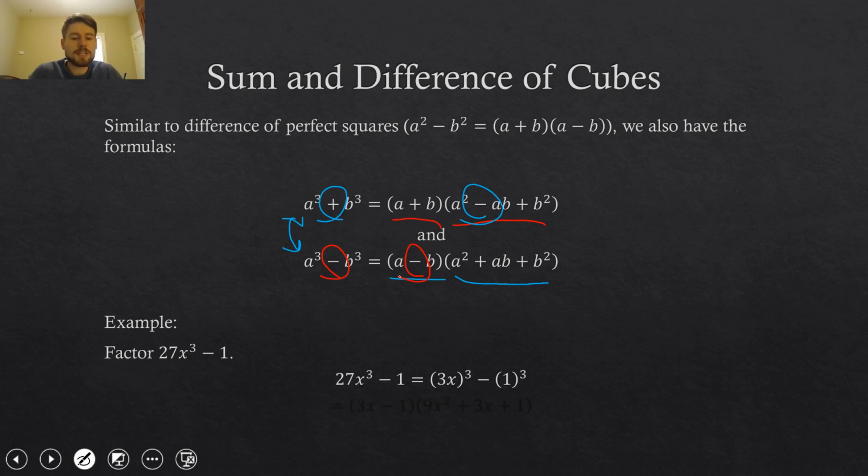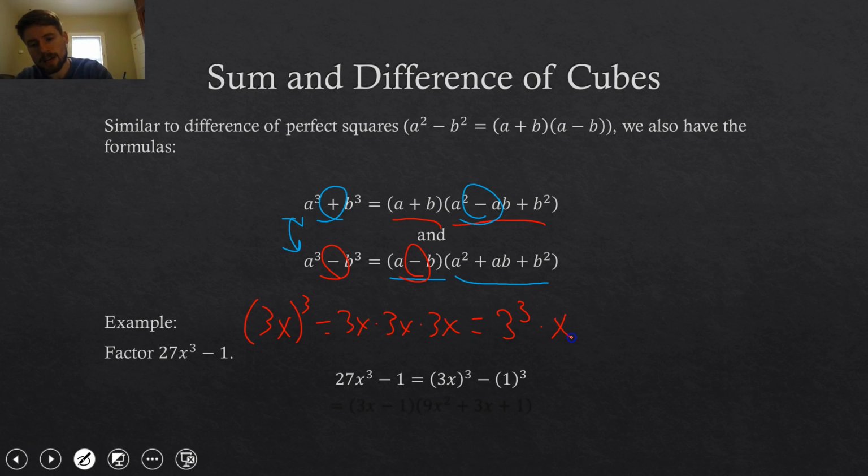So 27x cubed can be rewritten as 3x quantity cubed minus 1 quantity cubed. 1 is itself a perfect cube because 1 times 1 times 1 is 1. 3x times 3x times 3x is 27x cubed. I'll just write that out in case you're curious. 3x cubed is equal to 3x times 3x times 3x, which is 3 cubed times x cubed, which is 27x cubed. And so if we rewrite it that way, we can see that it is a difference of perfect cubes.